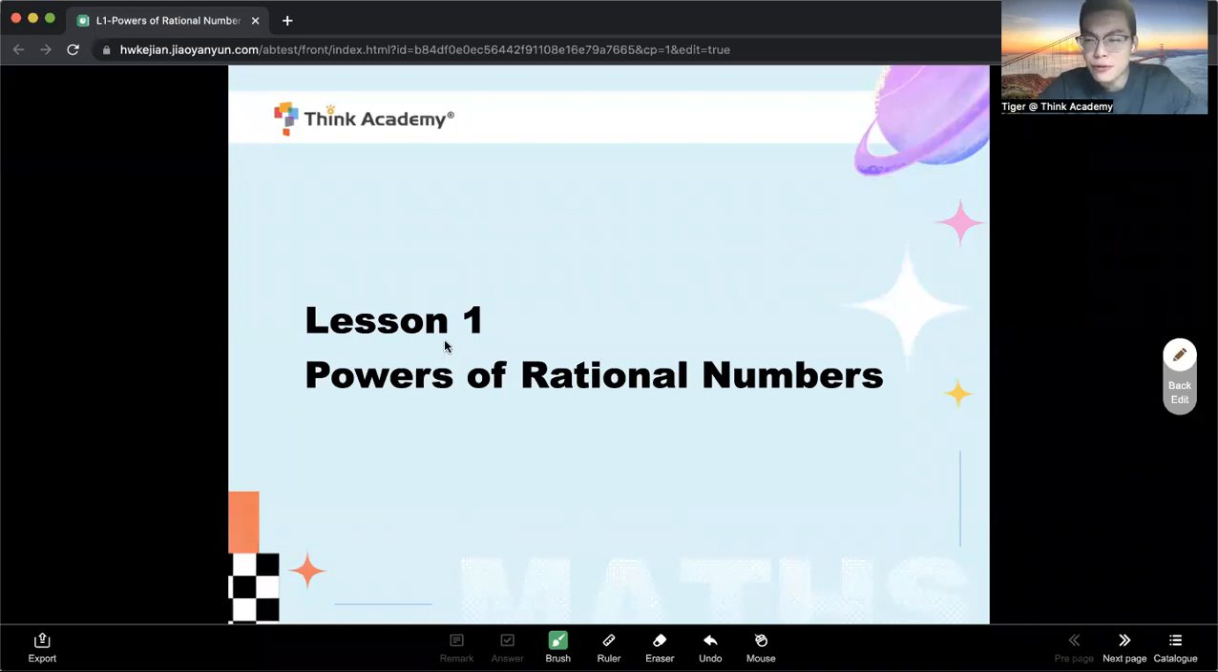We're going to get started with today's lesson, which is lesson 1 of a series of 3 revision lessons before the fast calculation competition. And this is going to be pretty much an easy lesson on the powers of rational numbers.